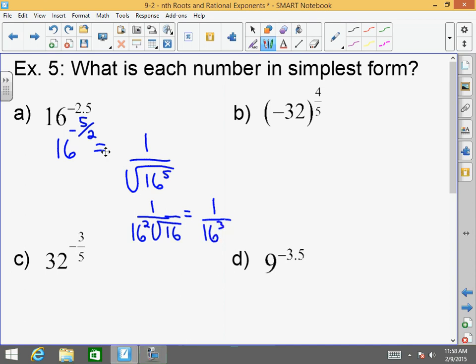What did I do there? I'm sorry, I messed up. It's 1 over 16 squared times 4, because the square root of 16 is 4. Okay? So let's go over that again.